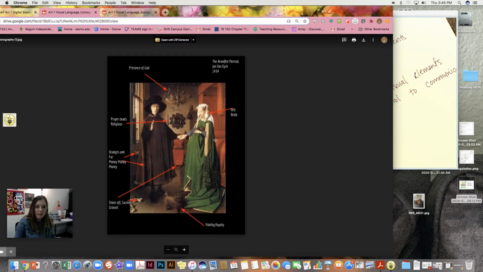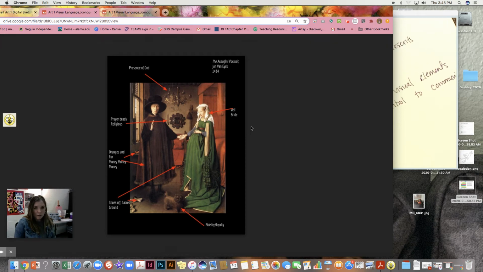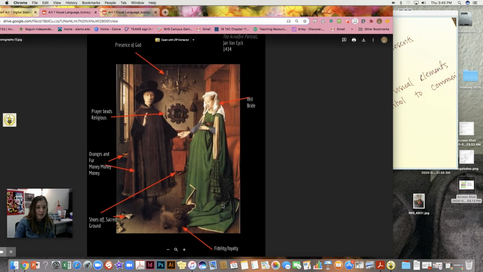So this is an example of the Arnolfini portrait painted by Jan van Eyck in 1434, okay? So artists have been doing this for a long time, and all of the objects in this painting represent something, and you would never think this, but you have to dig a little deeper. So we see a few things. We see one candle in this beautiful chandelier, and art historians believe that that represents the presence of God. We see prayer beads on the wall, which means these two people are religious.